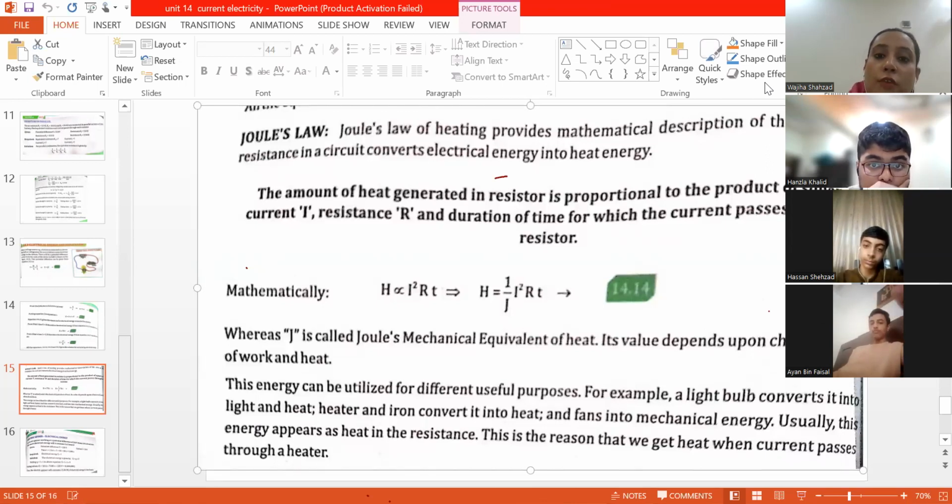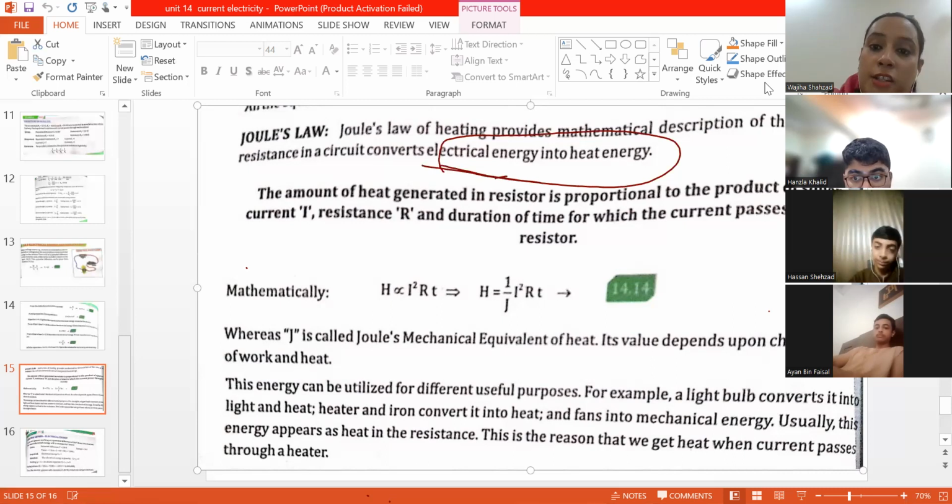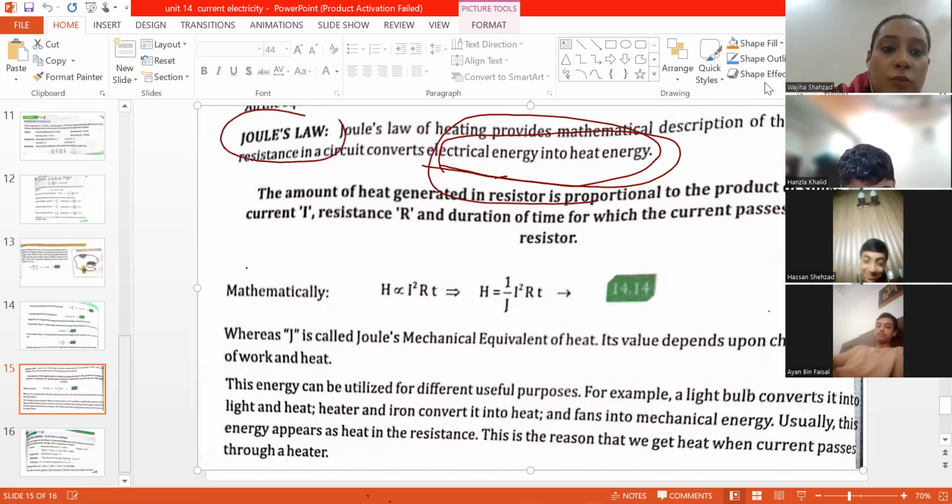Joule's law of heating provides a mathematical description of how resistance in a circuit converts electrical energy into heat energy. Okay, as we have learned in the class, when we draw the circuit of potential difference and connect the bulb in the circuit, we see that the electrical energy provides the bulb with light energy, and after that it provides heat energy. So we can say that the electrical energy is converted into heat energy. That is basically given by Joule's law.